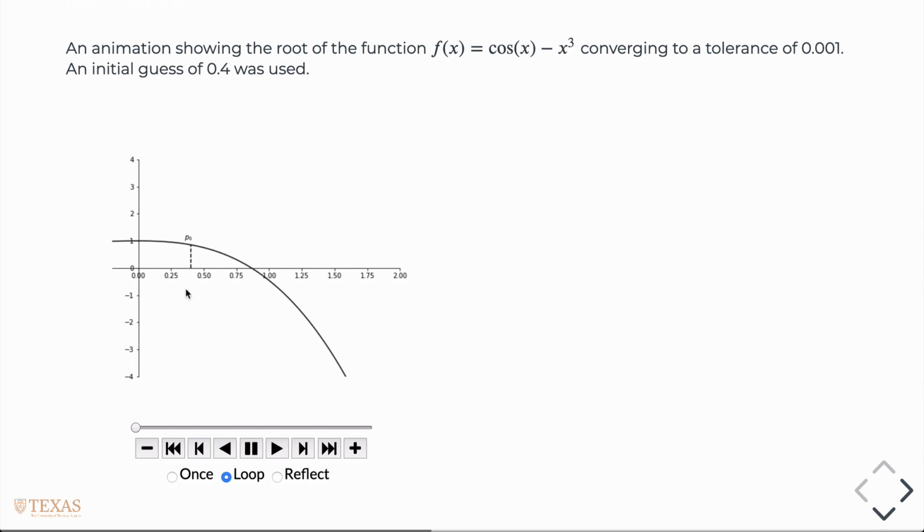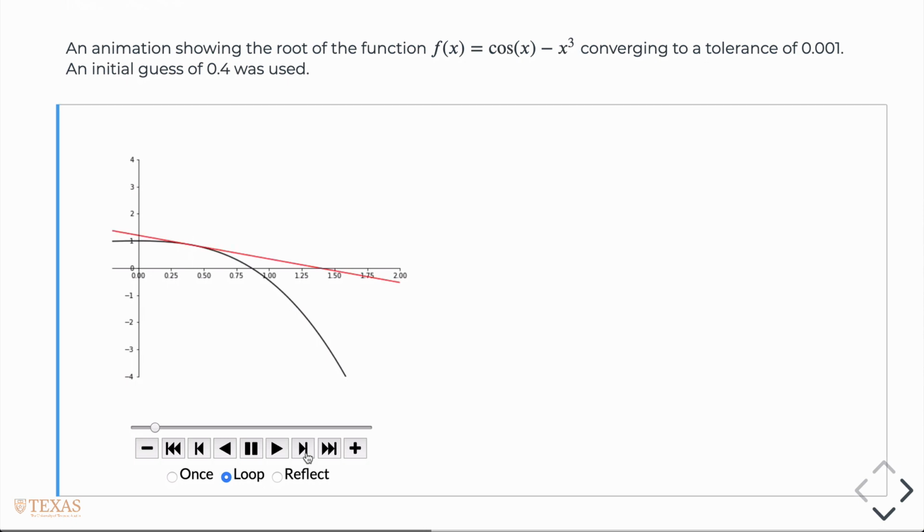You'll see that we start with initial guess P0. It's going to evaluate the tangent line. The root of this tangent line will become the new guess. We'll evaluate a new tangent line there. The root of that will become the new guess, new tangent line, and you see how it quickly hones in on the root.